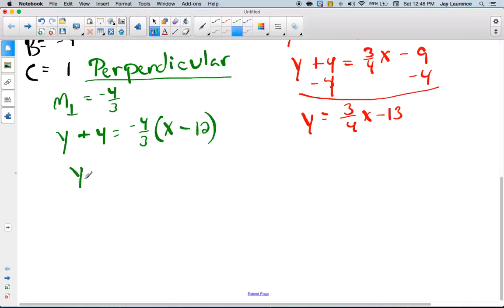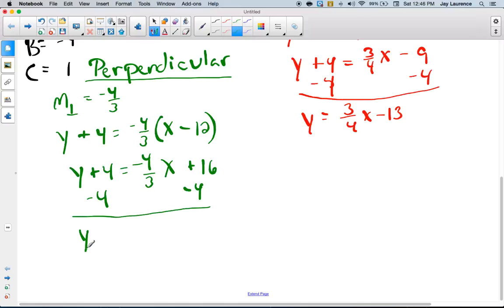All right, so I'm going to get y plus 4 equals negative 4/3, sorry, x. It'll be a positive here, because when I multiply a negative times a negative, I'll get a positive. 3 will go into 12 4 times. 4 times 4 will be 16. One more step, subtract that 4. And I'll get y equal to negative 4/3 x plus 12. And there you go. There's the perpendicular line.